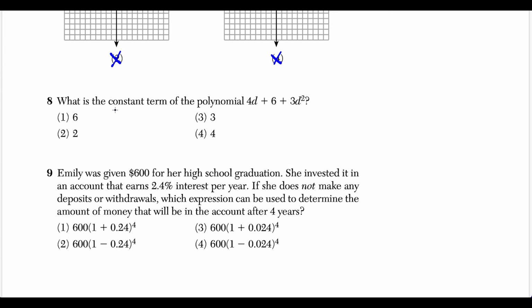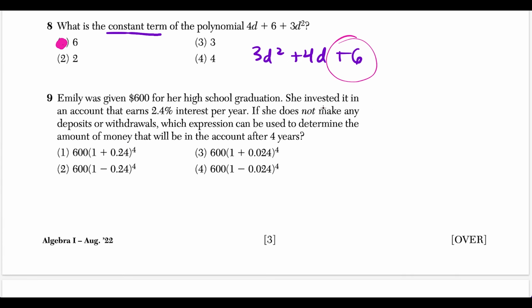So question 8 is all vocabulary. You either know this vocab or you don't. For this one, what you could do is write this in standard form with the highest power of d first. So we have this plus this plus this. The constant term is always the number at the end that doesn't have a variable attached. So our constant term here is 6. So choice 1.